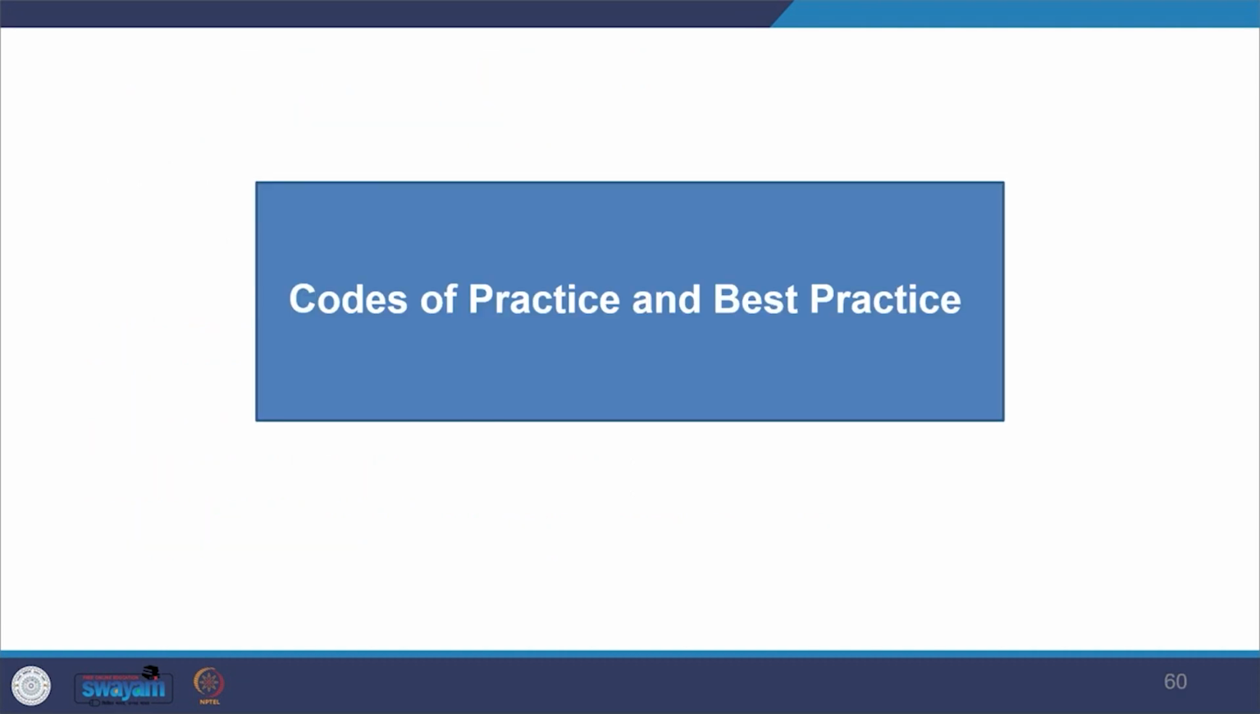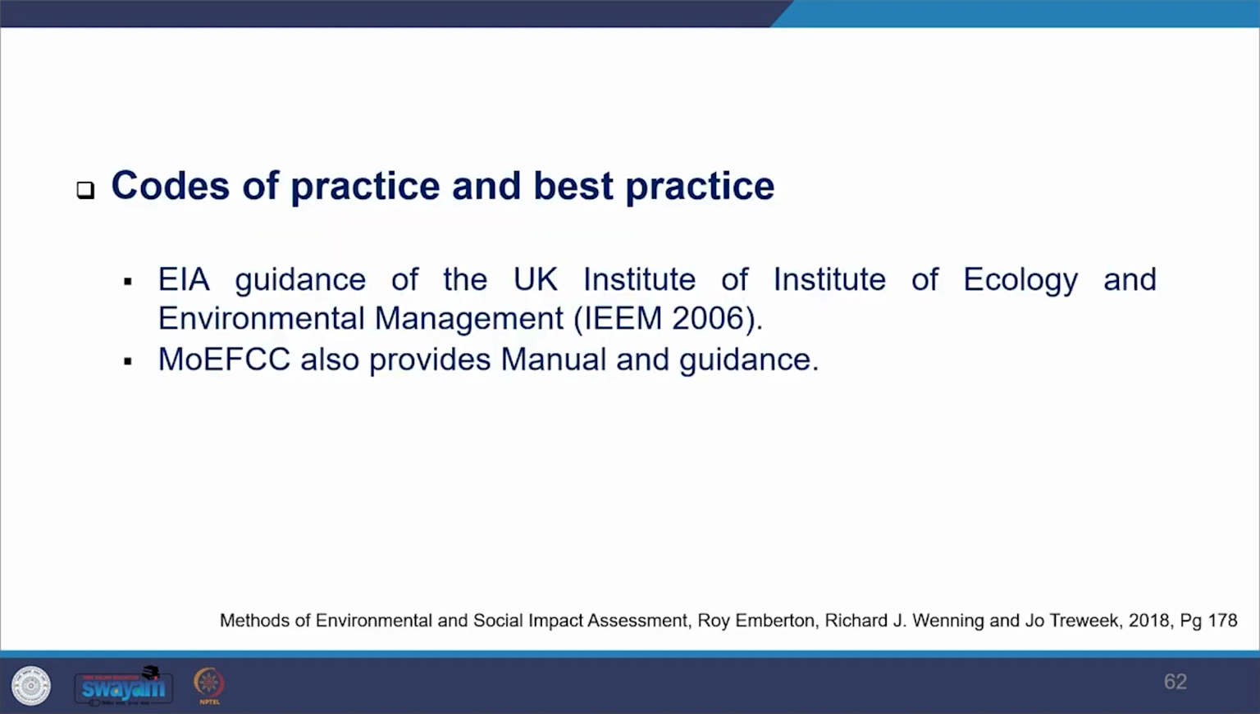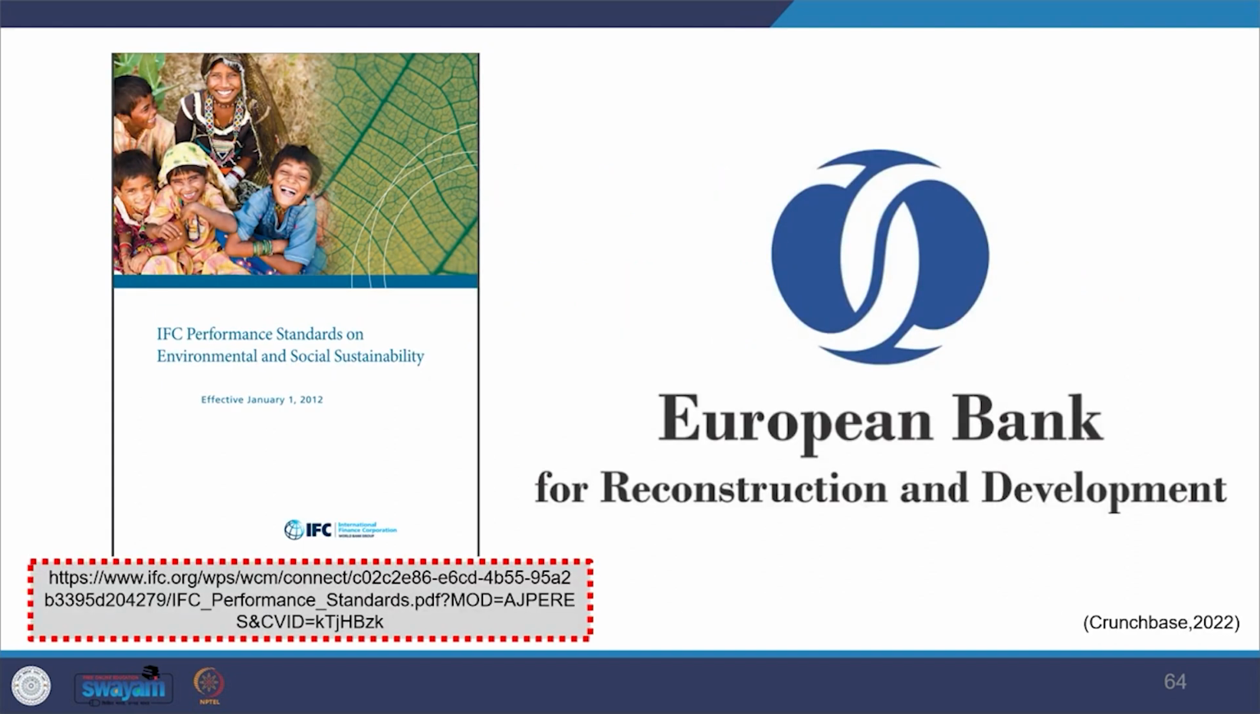Now looking at the codes of practice and best practices. You will find a number of ecological codes of practice and best practice guidelines, such as the EIA guidelines of the UK Chartered Institute of Ecology and Environmental Management. You would also find that MOEFCC in India provides manuals and guidelines for various sectors, with all this information given. You can use these for the EIA purpose. At the international level, you can also find IFC.